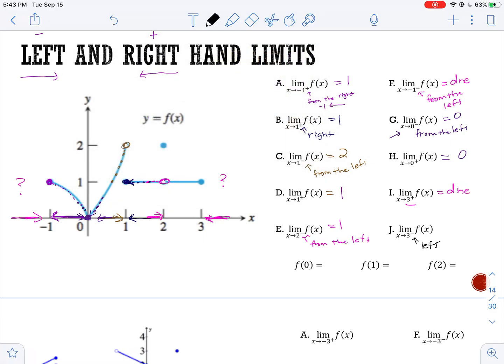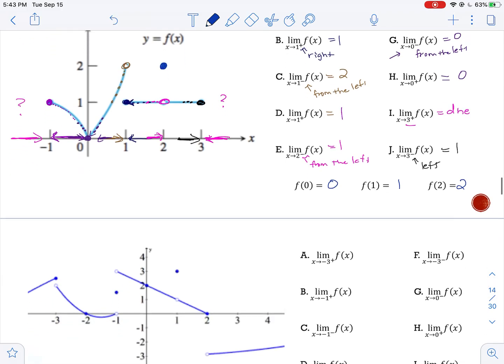If I'm getting closer and closer to 3 on the left-hand side of 3, so I'm coming closer and closer to 3 coming this way, I'm going to follow this piece of the graph, and that's getting closer and closer to a height of 1. So those are left-hand and right-hand limits. And then if I actually want to find the function value, at 0 it is 0, the function value at 1 is 1, and the function value at 2 is this little isolated point up there, which is 2.